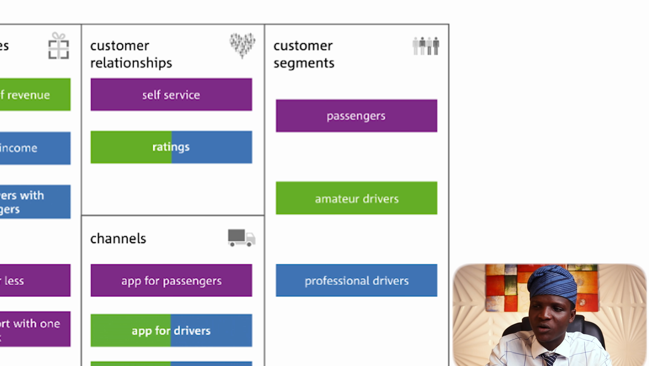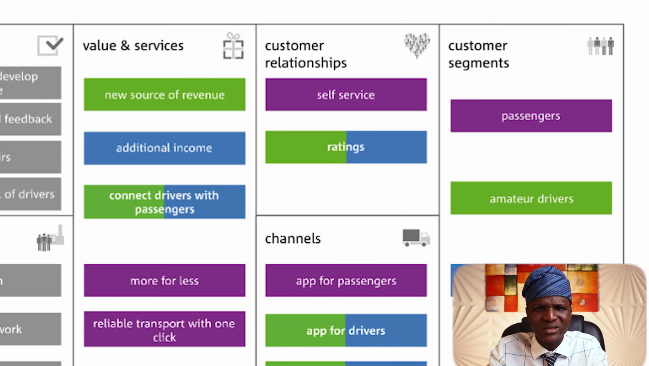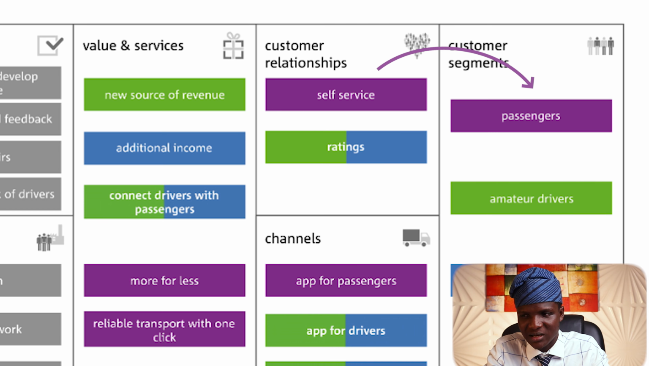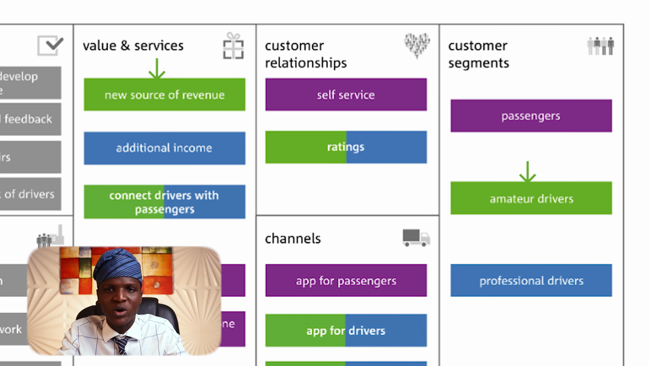So for the Uber business model, we realize that they have 3 customer segments, which are the passengers, the amateur drivers, and the professional drivers. So what is their value proposition? What is their value services? One thing I want to call our attention to here is that you can see how everything is well colored on this business model canvas. This is for you to know which parts of this business model are addressing which customer. Where you see purple, you know it is addressing the passenger as a customer segment. Where you see green, you know who it is addressing. Where you see blue, you know who it is addressing. So let's get into it.